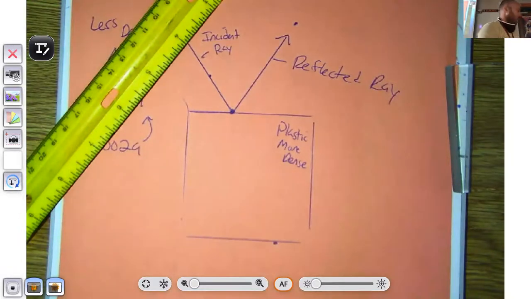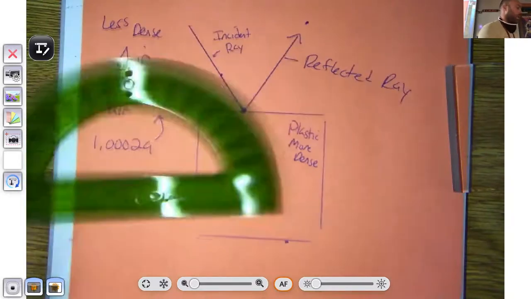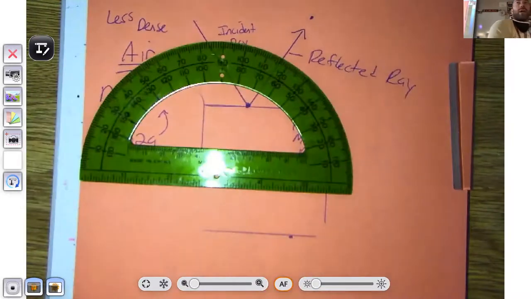Well, here's one thing that I want to check. Lucky for me, I have a nice little protractor right here. When was the last time you guys used protractors? What was that? Elementary school. Well, congratulations. Hopefully we haven't forgotten how to use protractors.